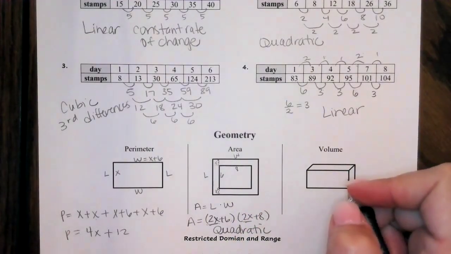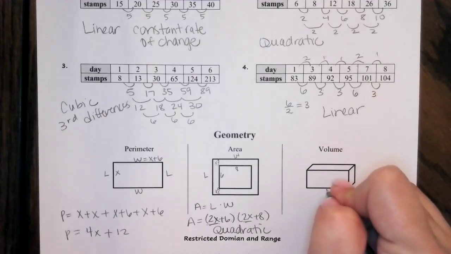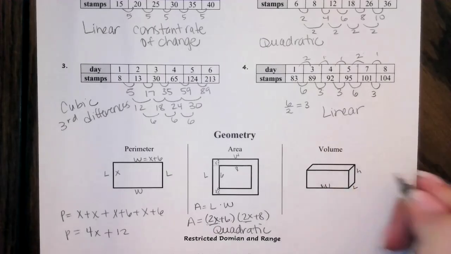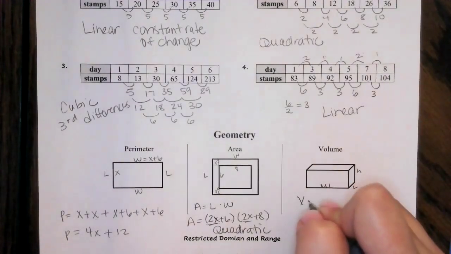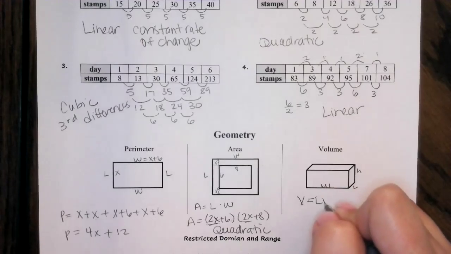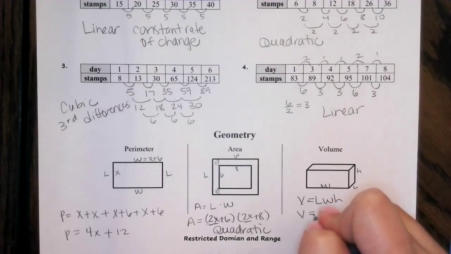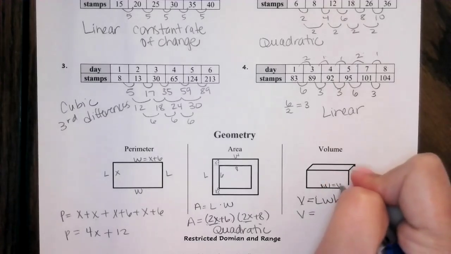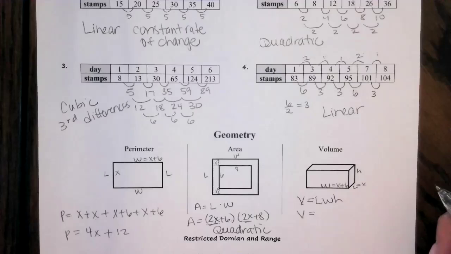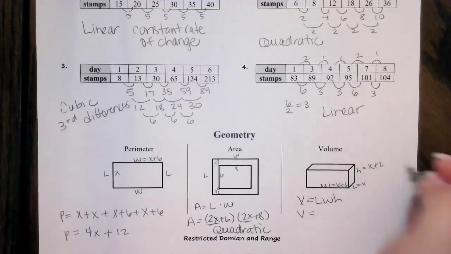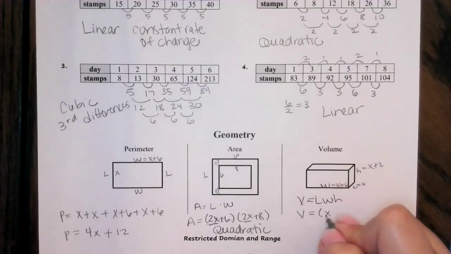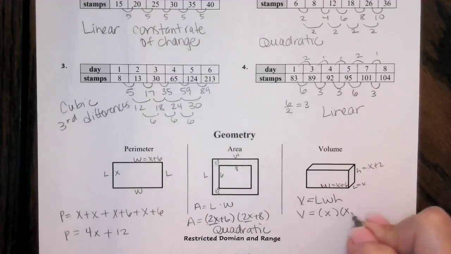If we think about volume, then we're doing the width, the length, and the height. And so our volume would be equal to the length, width, and height. So let's just call this x plus 6 right here. And I'm just doing an example, an x plus 2. Then in this case, we would be multiplying x times x plus 6 times x plus 2.